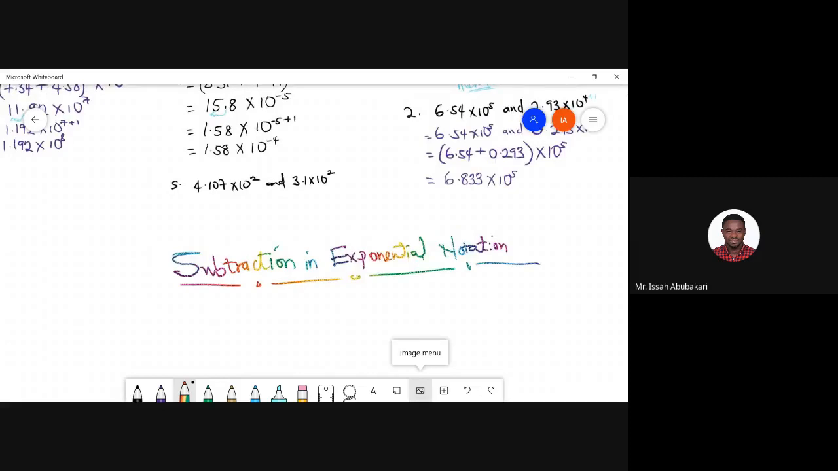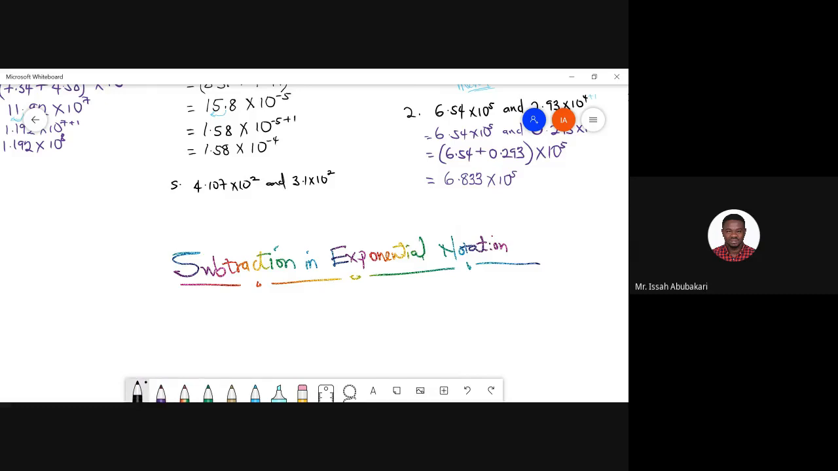All right, so we are going to start from where we left off. Last time we were able to do addition in exponential notation. So today's class is going to continue from subtraction in exponential notation. With this, we are saying that you can only subtract two numbers when they have the same power with the base 10, when they have the same number.